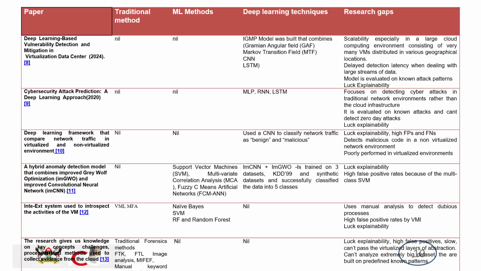Key important features. So this other slide shows some literature. I may not go through most of that content, but this paper here demonstrates an IGP model that was built to detect cyber attacks in virtualized environments consisting of a number of VMs. And it was built on four models, that is GAF, MTF, CNN and LSTM.